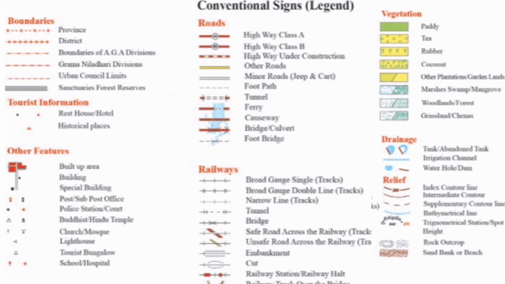For boundaries, we have a set of lines. For tourist information, we have different symbols. For other features, roads, railways, vegetation, drainage and relief, there are sets of symbols that we need to know.